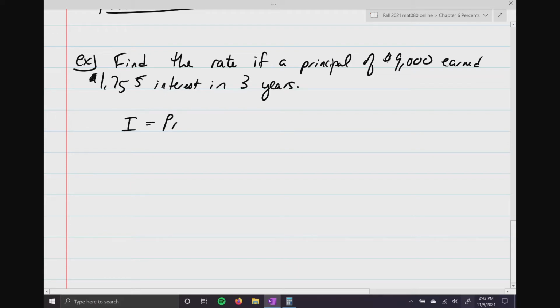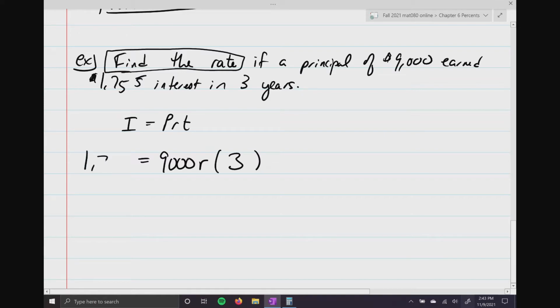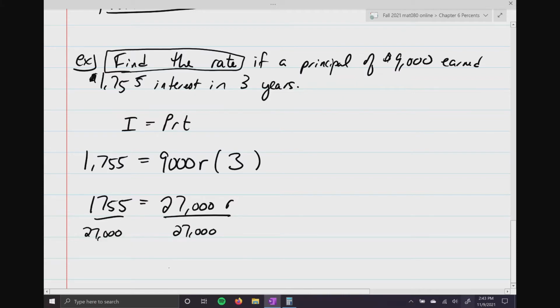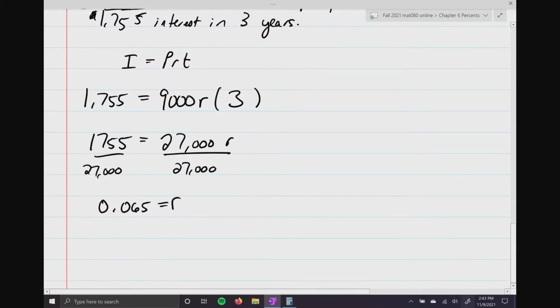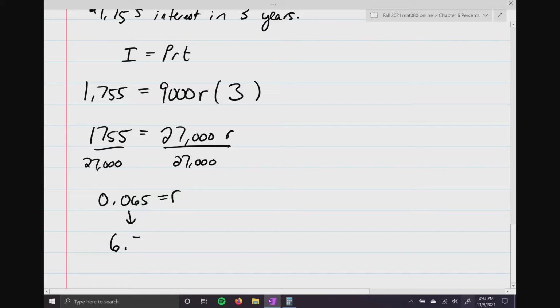So we still rely on our formula, I equals PRT. Now, the first 3 words tell us what we're doing. We need to find a rate. So we know our principal was $9,000. We don't know what the rate is, but we do know it was invested for 3 years, and we earned $1,755 in interest. So I've got to solve for R. I'm going to take 9,000 times 3, and that's going to give me 27,000 times R. And then I divide both sides of my equation by 27,000. So you've got to be careful, because R is going to be 1755 divided by 27,000, so R is going to be 0.065. Okay, but we want this as a percent, so we move our decimal 2 places to the right. So the rate was 6.5%.